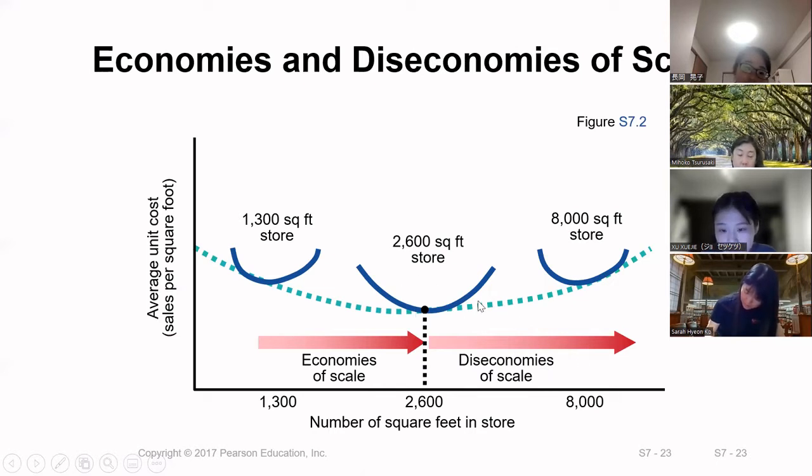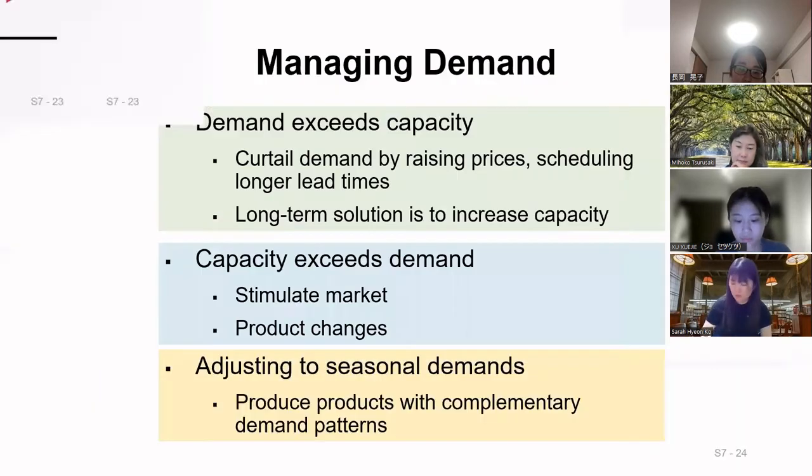That means, for example, a retail store, average unit cost, sales per square foot. This is not yet economies of scale. So the average unit cost drops until the number of square feet in the store equals the average unit cost. So this can be done. Basically, you can do the analysis to see what size or what capacity gives you the cheapest cost, okay? And so that is playing with the capacity in terms of the volume.